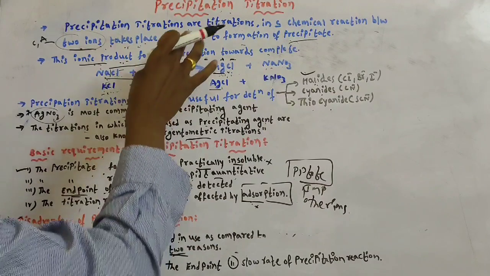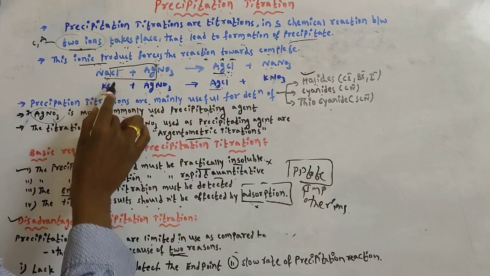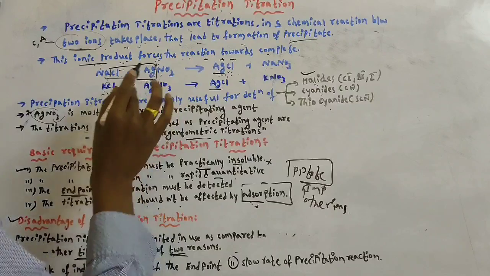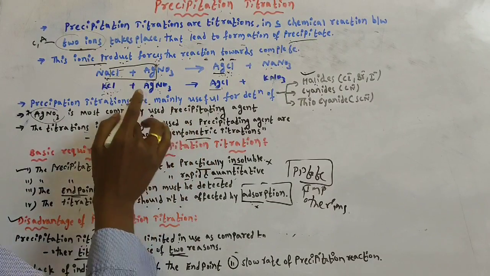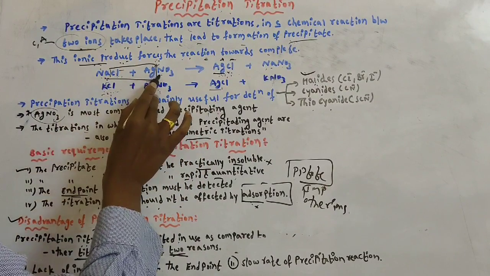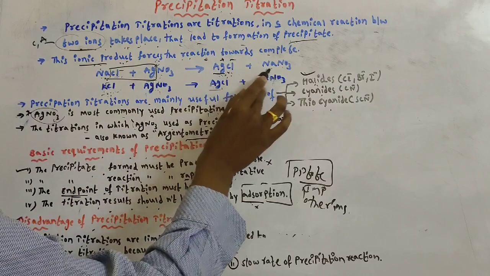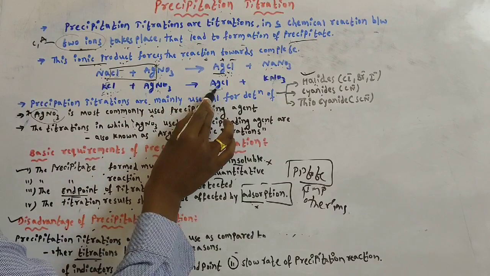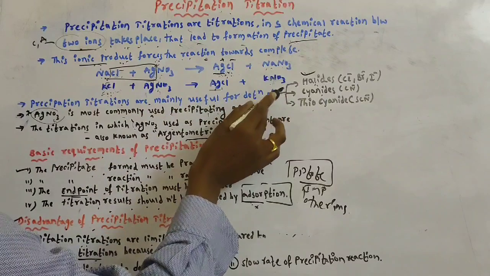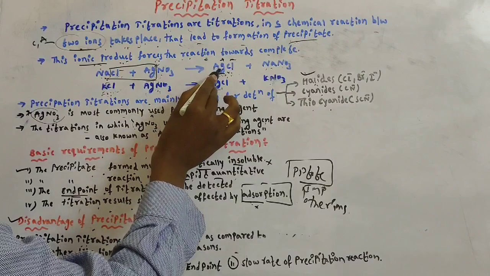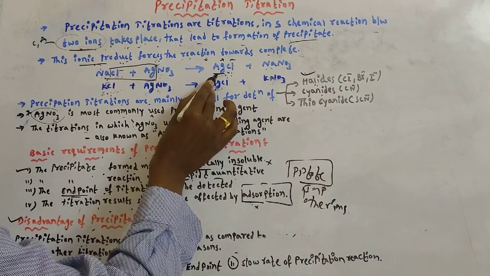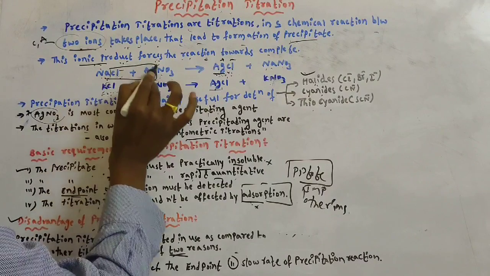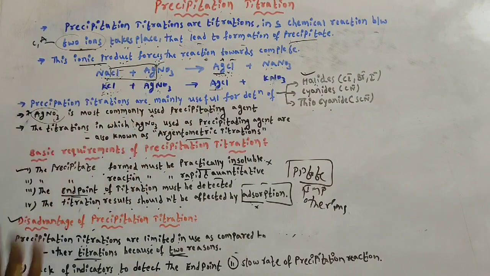Let's see the reaction according to the definition. Here sodium chloride and potassium chloride are the samples, which are going to be titrated with silver nitrate. When NaCl reacts with AgNO3, AgCl precipitate is formed along with sodium nitrate. When KCl reacts with AgNO3, AgCl precipitates along with potassium nitrate. This white silver chloride precipitate is formed due to the reaction between chloride ion and silver ion, one a cation and the other an anion.